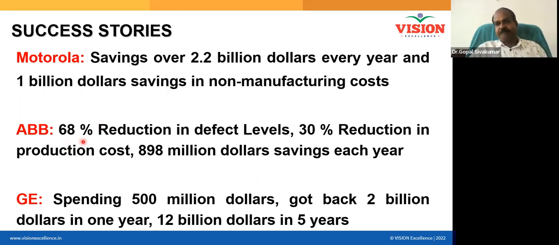ABB: 68% reduction in the defect level, 30% reduction in the production cost, $898 million savings each year. This is the statement of savings from ABB. Then General Electric spent $500 million. They got back $2 billion in 1 year and then $12 billion in the next 5 years.